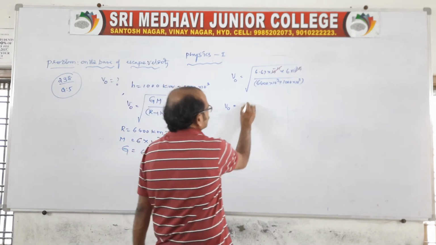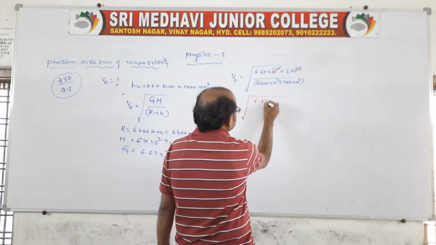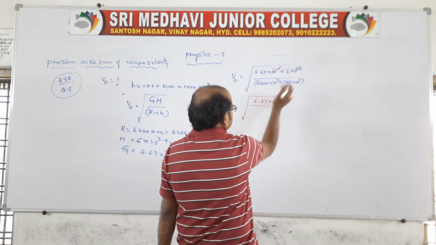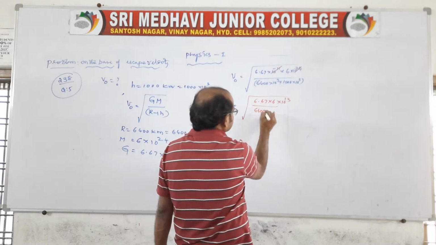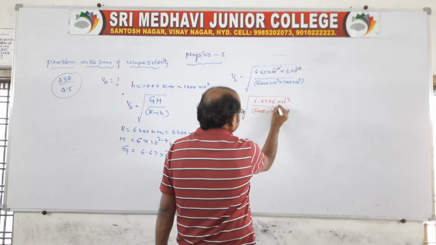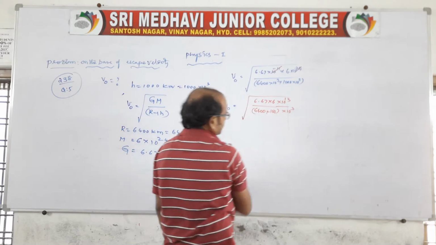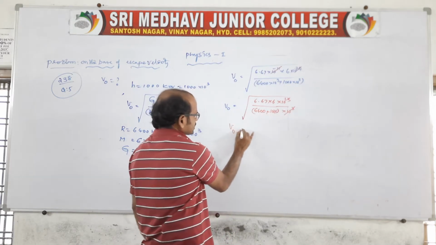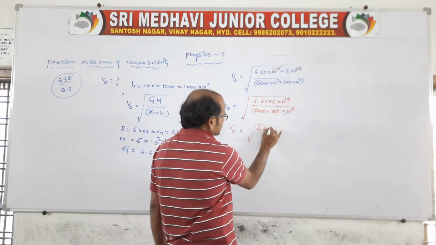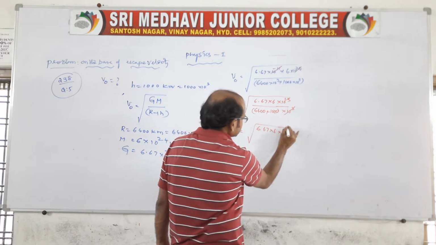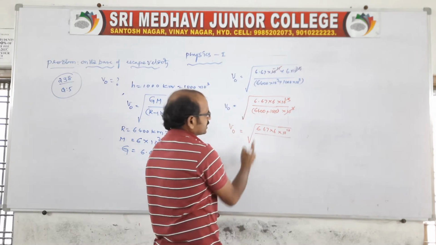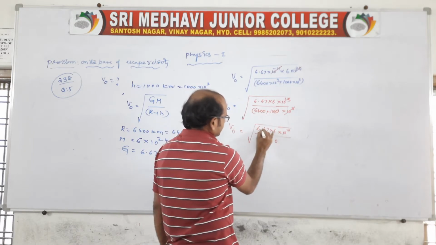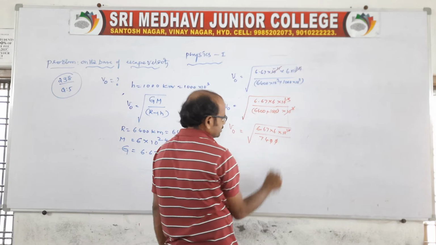So you take root over 6.67 into 6 into 10 power 13, because minus 11 is subtracted, by 6400 plus 1000, and in the denominator you take 10 power 3 common. So the 10 power 3 also cancels. V naught is equal to root over 6.67 into 6 into 10 power 10, right? By 6400 added to 1000, that is 7400. Of course again 2 zeros will be cancelled.